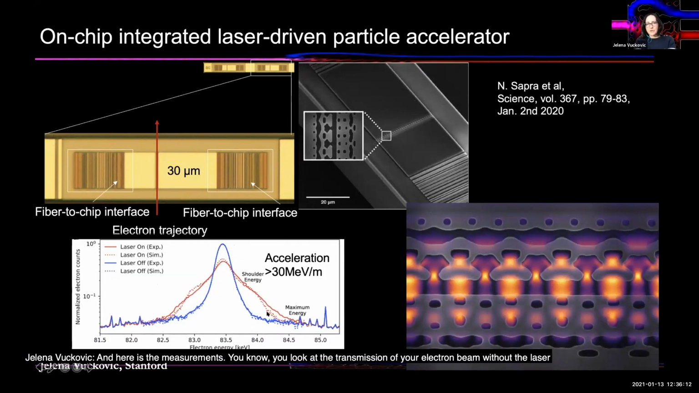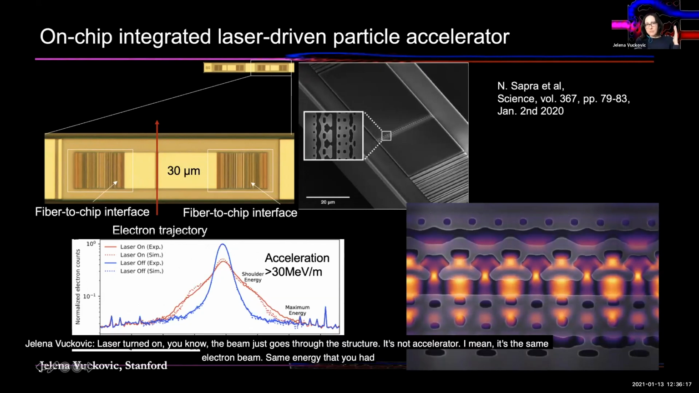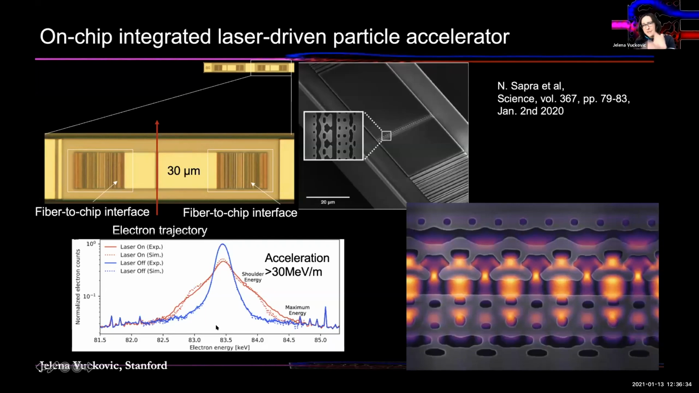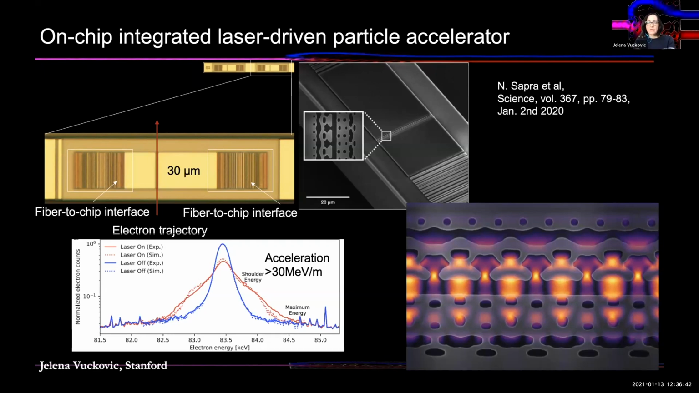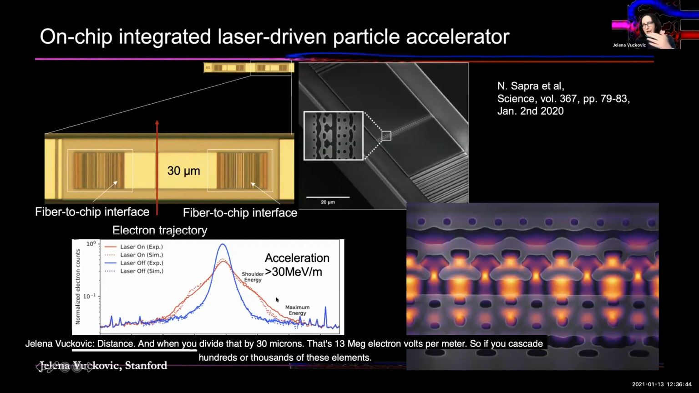You look at the transmission of your electron beam without the laser turned on, the beam just goes through this structure. It's not accelerated. It's the same electron beam, same energy that you had at the tip. And here we do the experiment in a converted electron beam microscope. So the incoming electrons have 83 kilo electron volt energy. But then when you turn the laser beam on, you accelerate them by about 1.5 kilo electron volts within 30 microns chip distance. And when you divide that by 30 microns, that's 30 mega electron volts per meter.